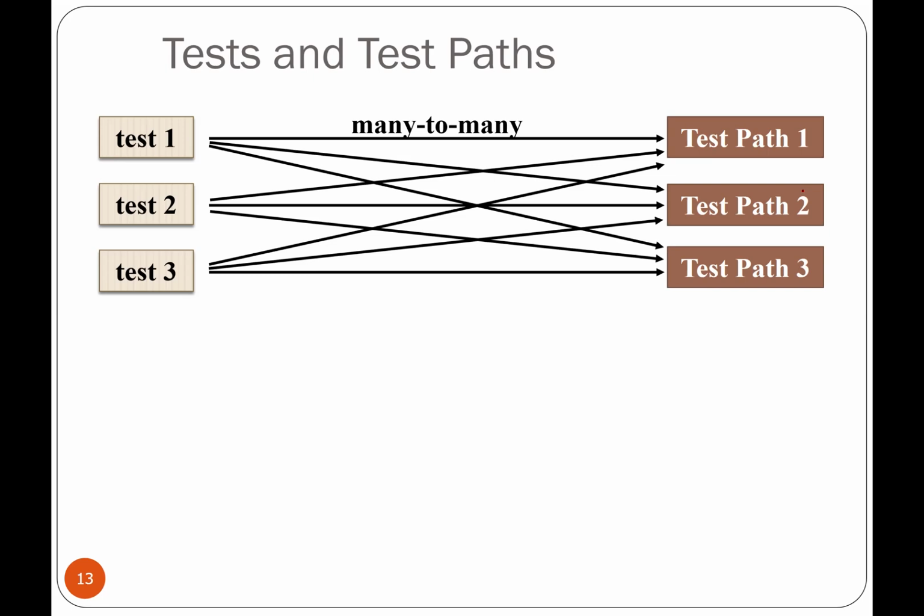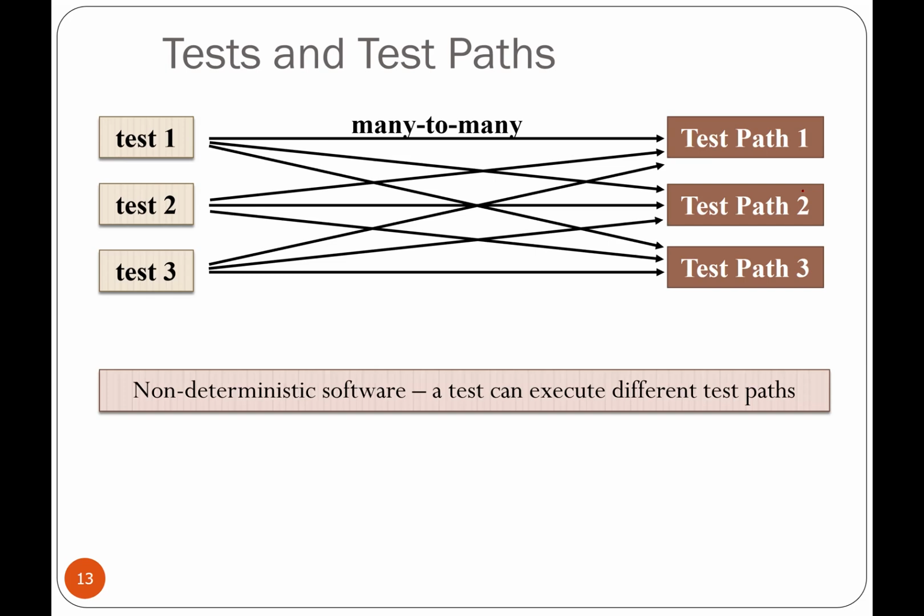So in those test cases where you see many-to-many, there tends to be other input that we don't see, which is related to the state of the system, for example, a timestamp. This is how random number generators work. That is also involved in the situation where we have a many-to-many test case to test path relationship. So it's non-deterministic software.